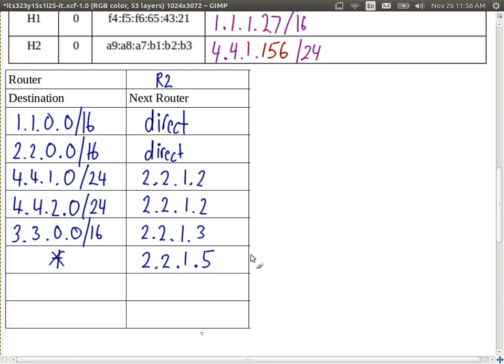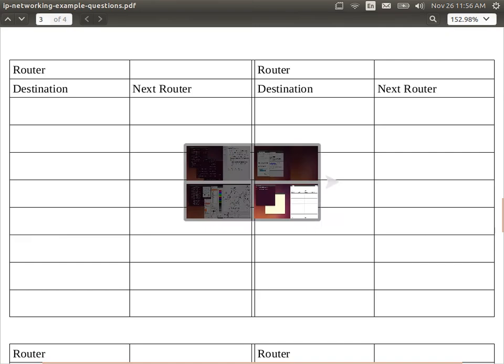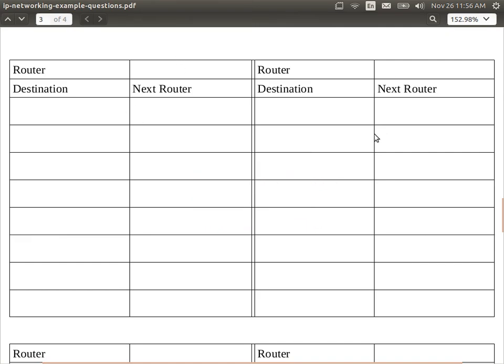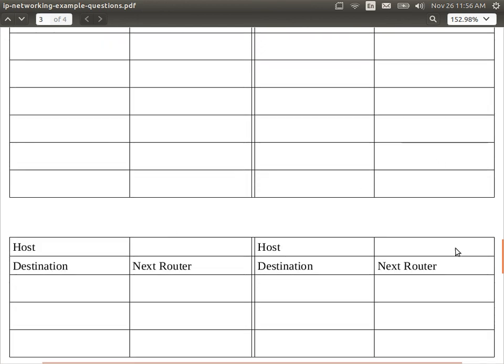So, what's your task? Complete the routing tables for the other nodes. Specifically, we've just done R2. You can do R3, R4, do R5. There's no need to do R6. You'll see it's essentially the same as R5. There's a small difference, but to save a bit of time, just do R5. And also, the hosts have routes. The hosts need routing tables. So create the routing tables for H1 and H2. That is, we've done R2, you do R3, R4 and R5, and at the bottom, you'll find they're very easy, host H1 and H2. Complete those routing tables so you know how to create them.